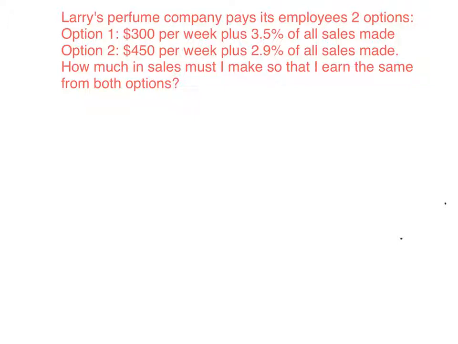And I want to know how much money in sales I must make, so I earn the same for both options. I'm going to start off by doing the same that I've done in all the other worded questions. I'm going to let X equal the thing I'm trying to find, which is the amount in sales that I make, so that they're even. Okay, so X is going to be the amount in sales. Now I want to turn this into an equation.